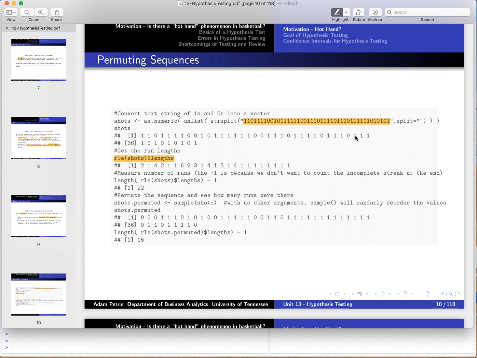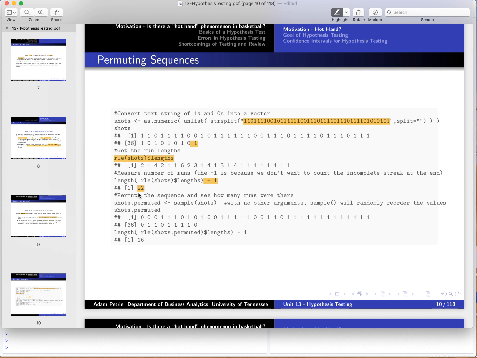We don't actually know what ends up happening with this one right here. We need to know, is this a streak? Is this a change from a 0 to 1? We don't really know what that incomplete streak is going to look like at the end, so we'll just ignore that. We'll take off a 1, and that's where we get our 22 for the total number of streaks here. So we know that the fewer streaks we see in the sequence, the more evidence we have for that hot hand. A hot hand would produce long streaks of ones punctuated by some zeros.